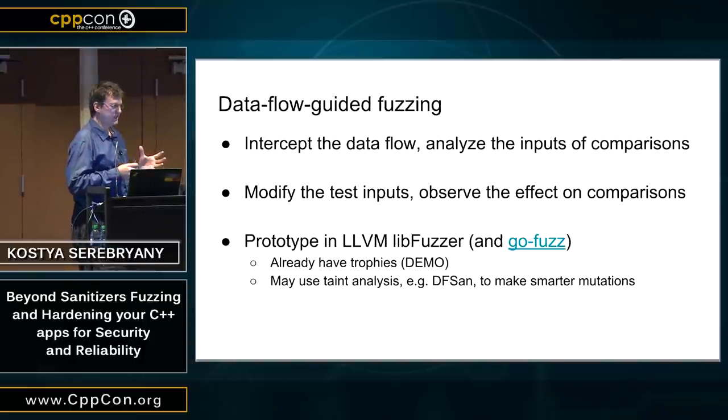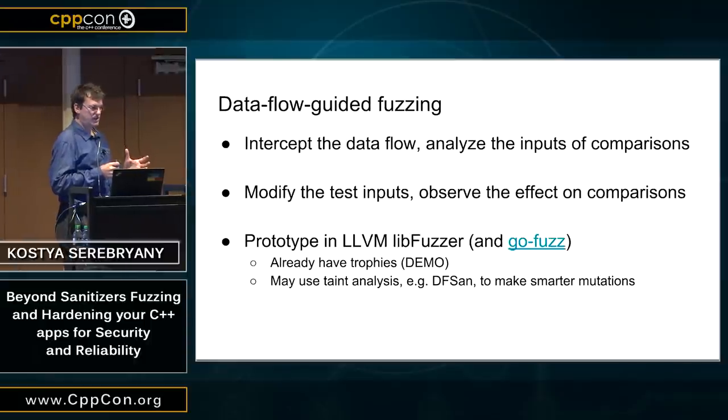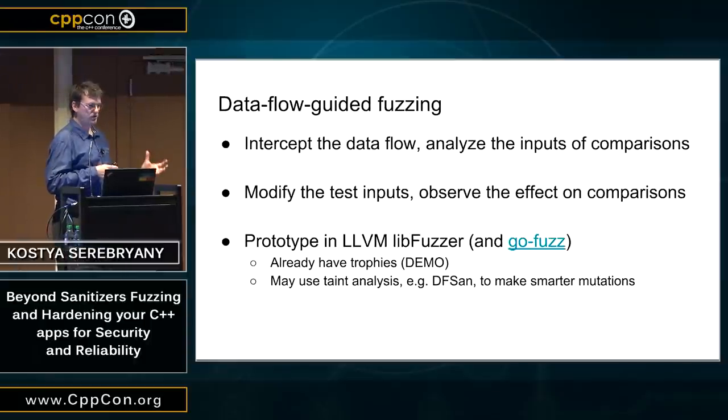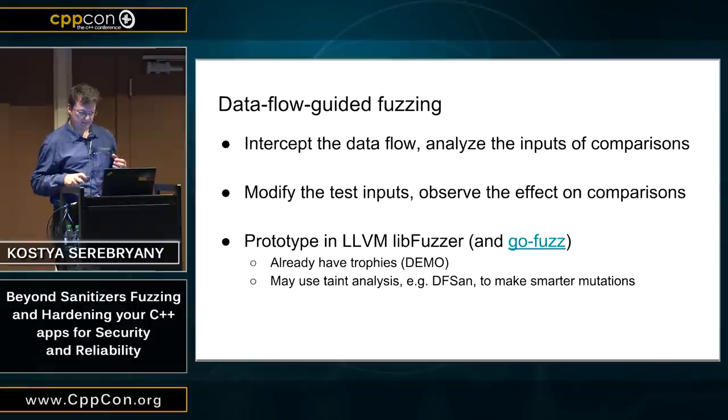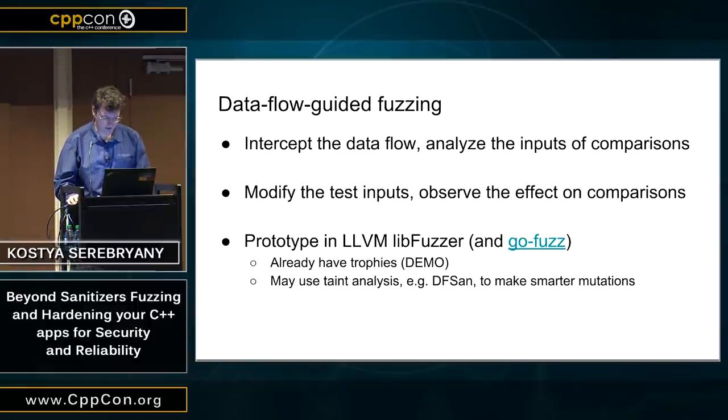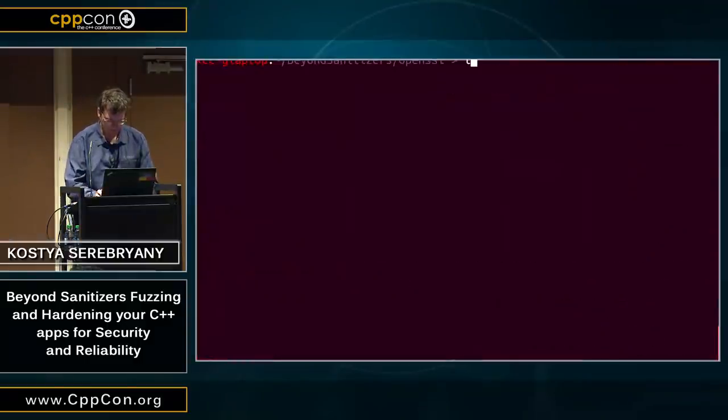Some of the improvements may come from using taint analysis tools. If you know exactly where the data is coming from in the input, you may guide the fuzzer more precisely. And I think I have time for a little more demo. So I will not find any bug in this demo, just something to show.